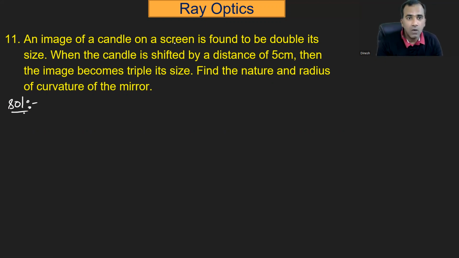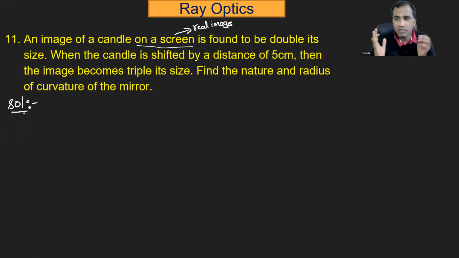An image of a candle on a screen is found to be double its size. They're saying it is found on a screen. What does that mean? If an image is found on a screen, can we say that it is a real image? A virtual image cannot form on a screen because a virtual image is behind the mirror. If you place a screen there where the image is formed, the image will not be formed on the screen. Only for a real image, if you place a screen at the image position, the image will be formed. So since they're saying that it is formed on a screen, I can say that it is a real image.